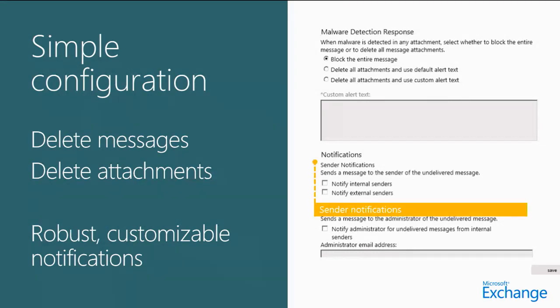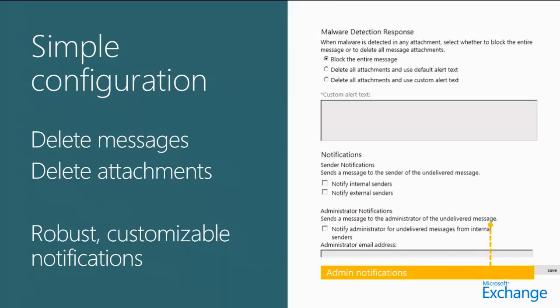And you asked how we can do notifications when the attachment is stopped or when the mail is stopped. Somebody asked about what happens when we stop the mail and don't let it go. You can specify whether you want to notify the internal senders or the external senders. As well, you have an option of saying to send me a notification when some of my internal senders are sending malware. So you will be warned when somebody from your organization is sending malware, because usually it's an indication that they've been compromised.